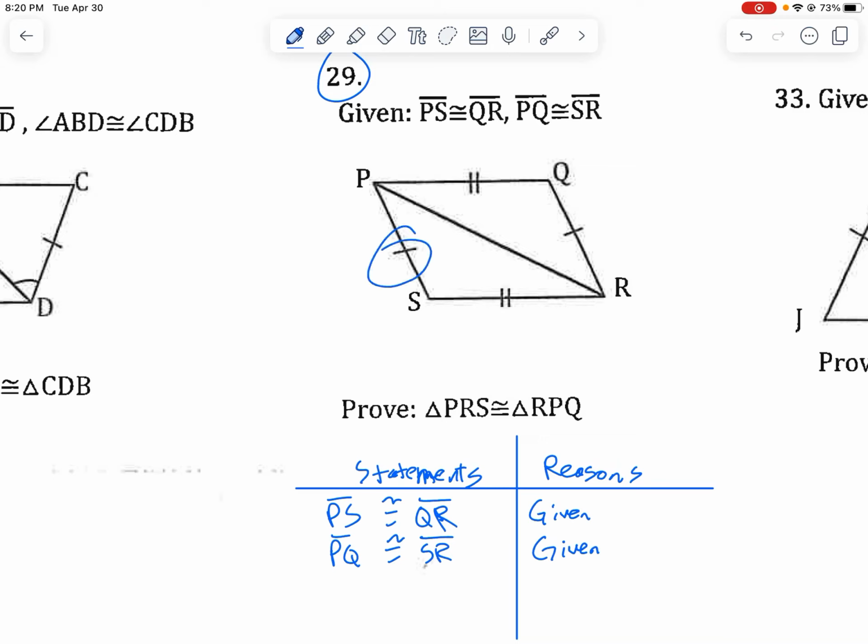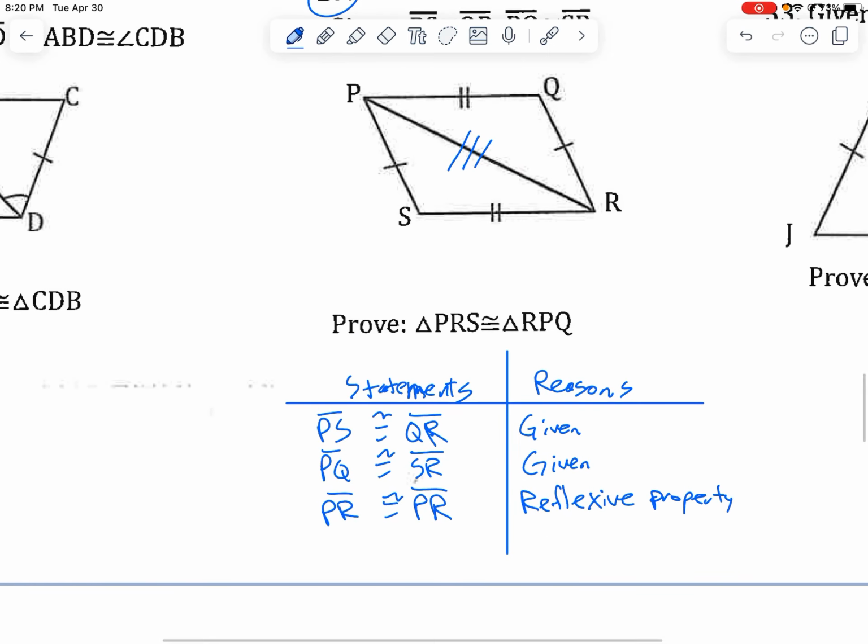So I've got these pairs of sides matching. Well, I can look at my picture and see if there's another pair of things congruent. And we can use this inside part here. Just like on our last problem, they have a shared side in the middle. So I can say PR is congruent to itself, PR. And that's the reflexive property. I'm going to write that up. And so now I have these three pairs of things matching in my two triangles, and I can write out that the triangles are congruent.